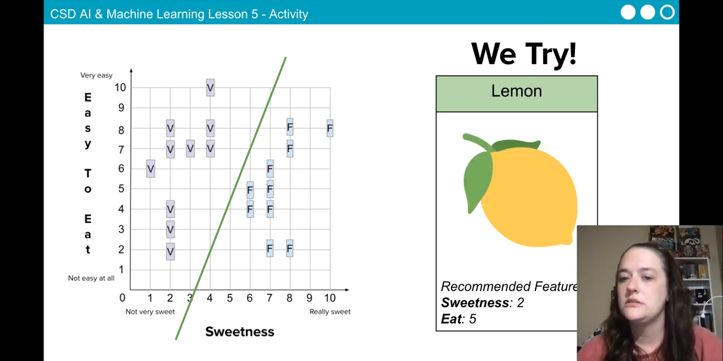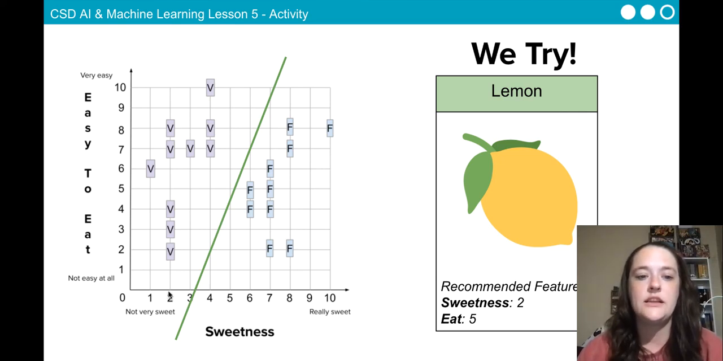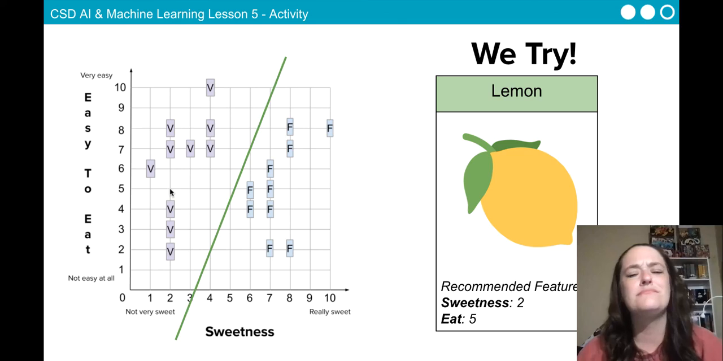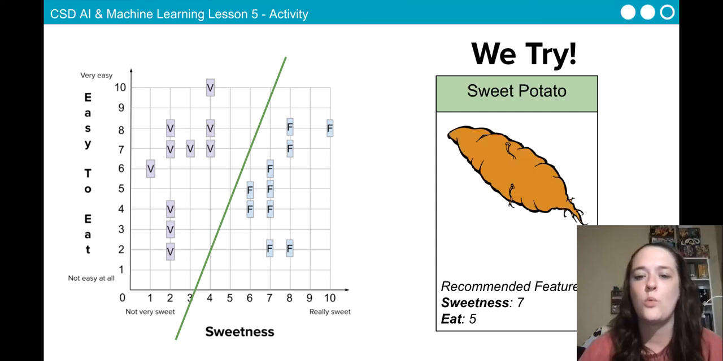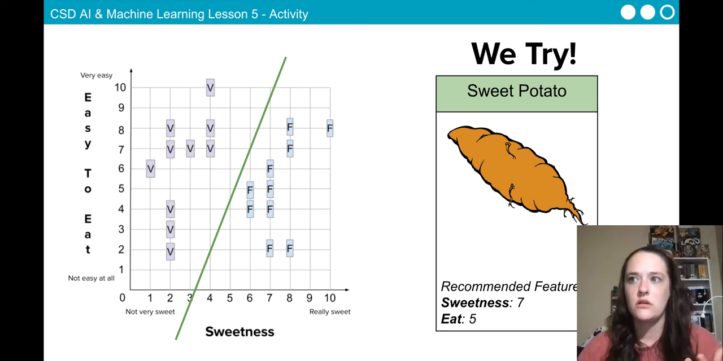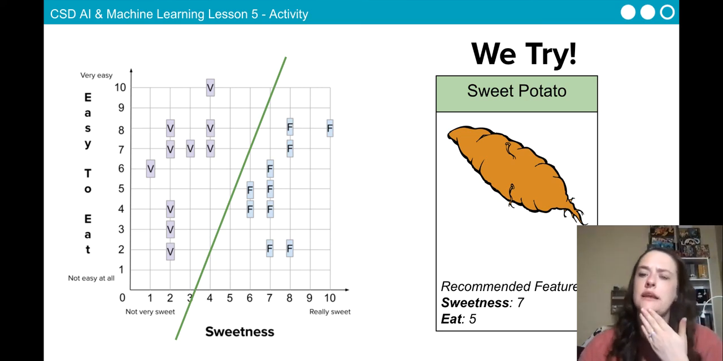What about a lemon? Sweetness of 2 because it's sour, okay, unless you add some sugar. Ease of eating of 5. But we definitely consider lemons fruit, so that's not quite right. What about a sweet potato? Love sweet potatoes. Okay, sweetness of 7, definitely. Ease of eating 5. But that marks it as a fruit. Based on our model, the lemon is a vegetable and the sweet potato is a fruit, right?